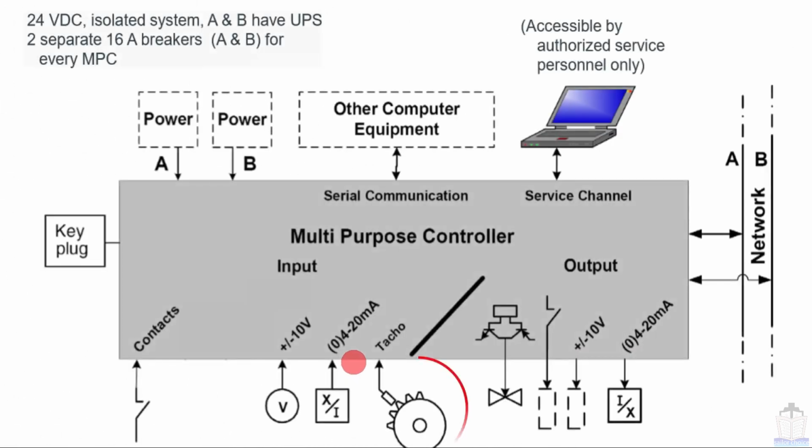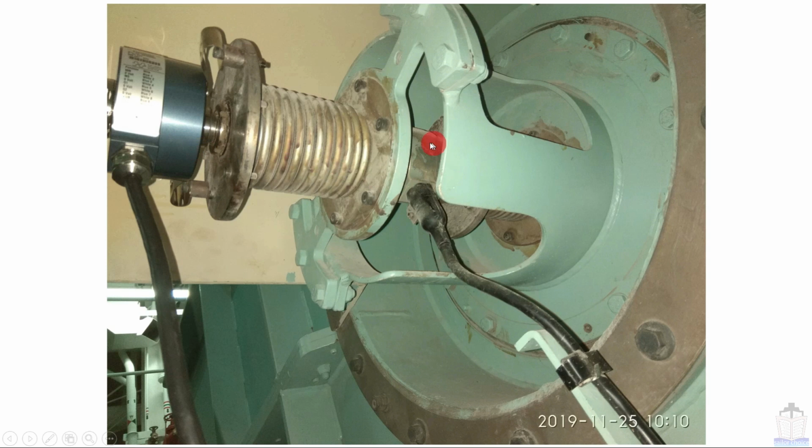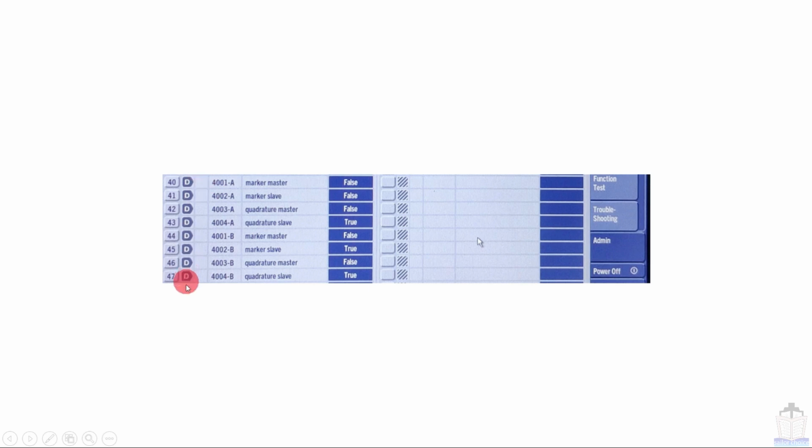Next component is the tacho. Tacho is used for the fast digital input. Here these are the tachos, tacho A and tacho B. They send fast digital input to channel numbers 40 to 47.